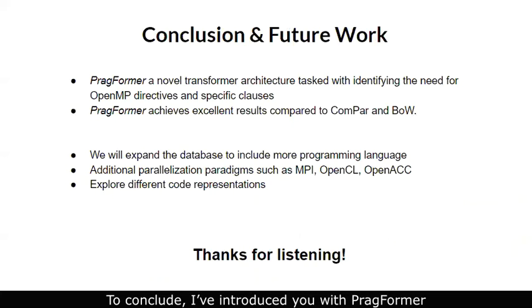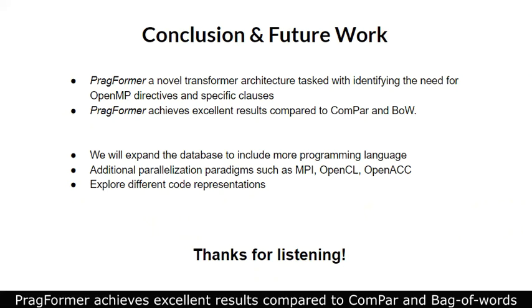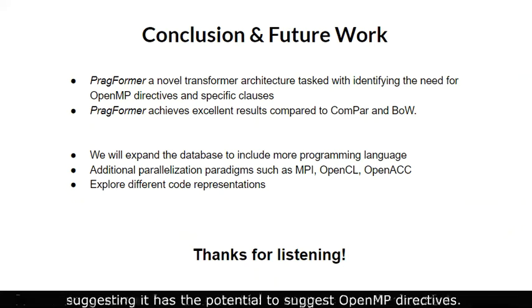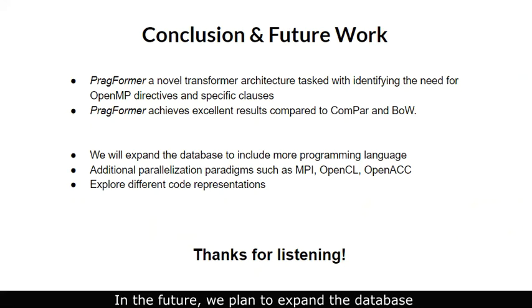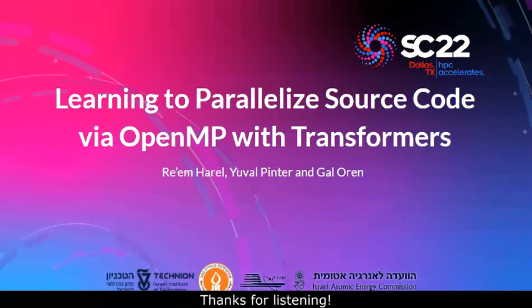To conclude, I've introduced you to PragFormer, a novel transformer model tasked with identifying the need for an OpenMP directive and specific clauses. PragFormer achieves excellent results compared to Compar and Bag of Words, suggesting it has the potential to suggest OpenMP directives. In the future, we plan to expand the database to include additional programming languages, apply similar models to additional parallelization paradigms, such as MPI and OpenACC, and also explore different code representations that can enhance PragFormer's performance. Thanks for listening.